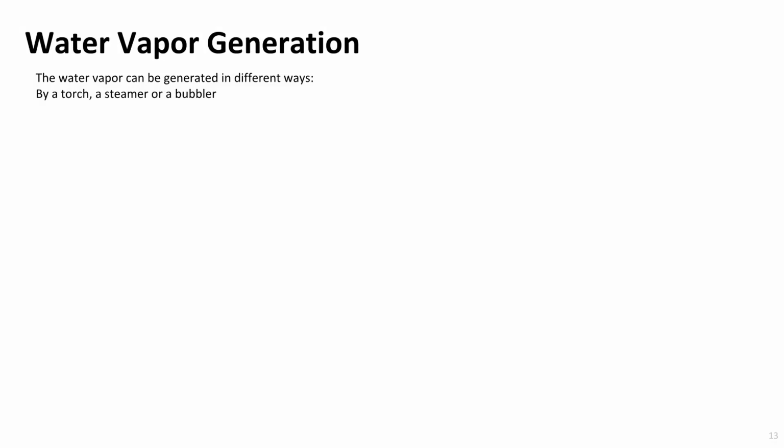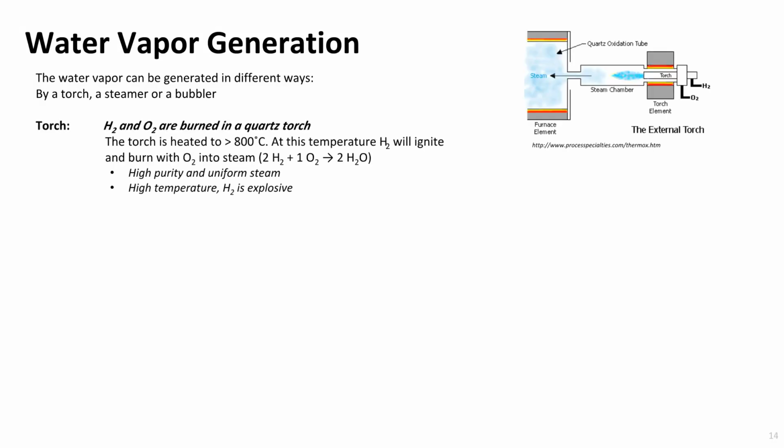The water vapor can be generated in different ways: by a torch, a steamer, or a bubbler. A torch is a small quartz chamber which is heated up to above 800 degrees, and then hydrogen and oxygen gases start to flow into the torch. Because of the high temperature, hydrogen ignites and burns oxygen into steam. The steam has a high purity and uniformity in terms of drop size. Unfortunately, the combination of explosive hydrogen and high temperatures requires considerable interlocks and safety on the system.